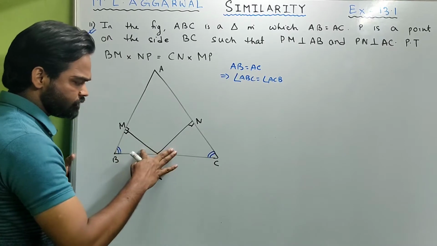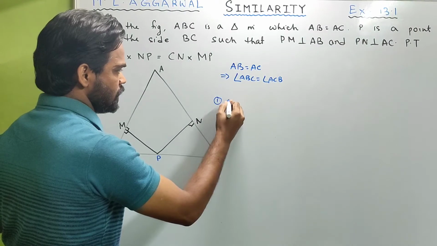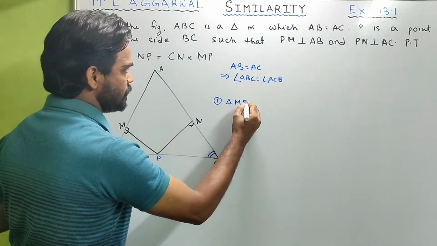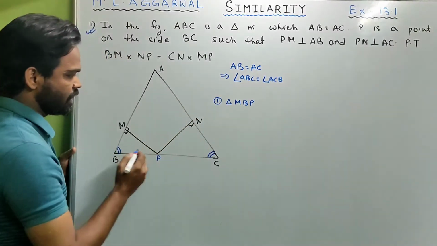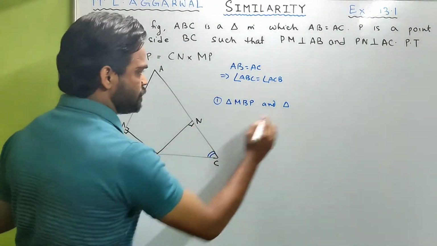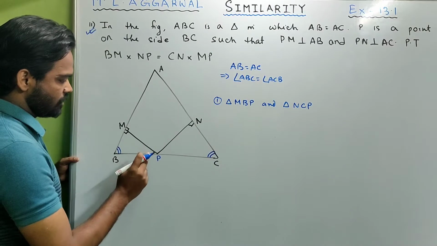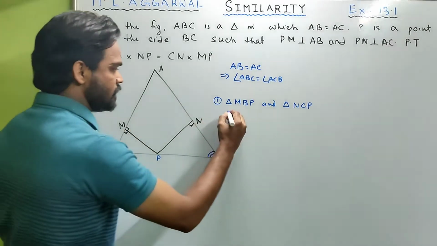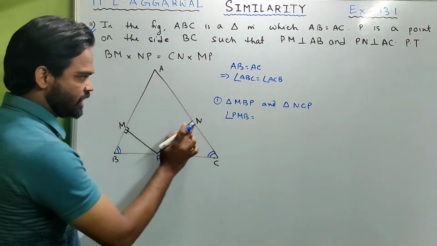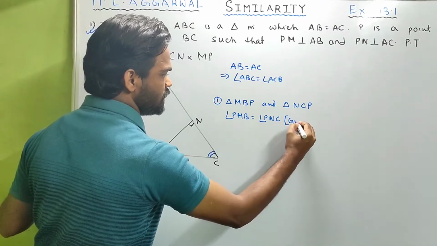First of all, let us prove that these two triangles are similar. Look, in triangle MBP and triangle NCP, if you look carefully, angle PMB is equal to PNC, that is given to us 90 degree, isn't it?